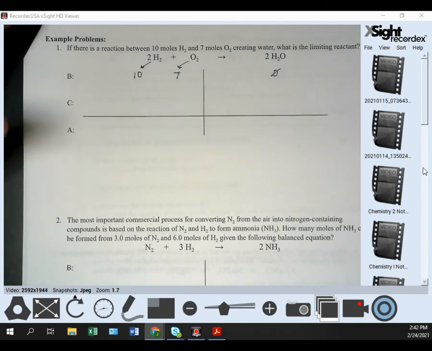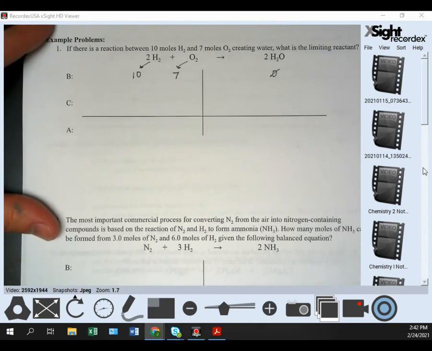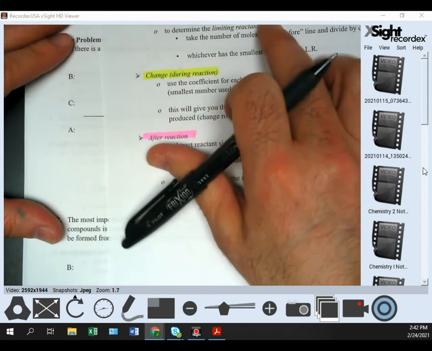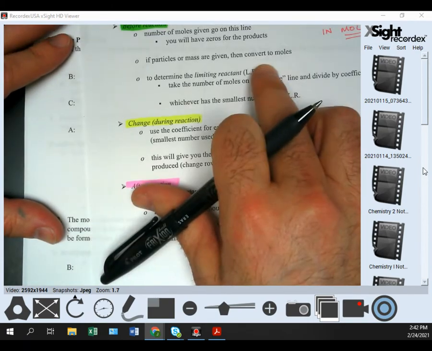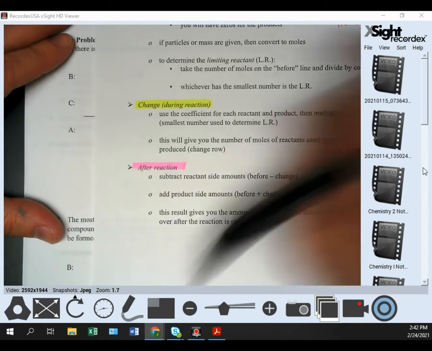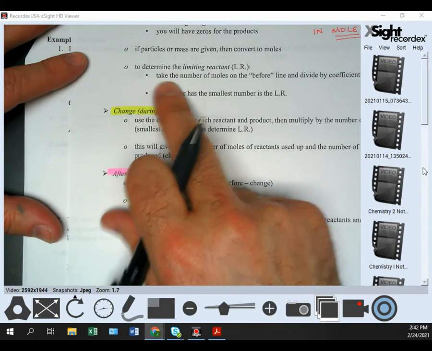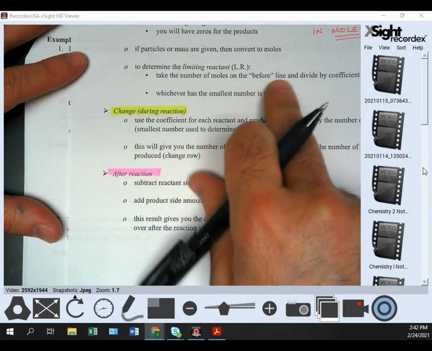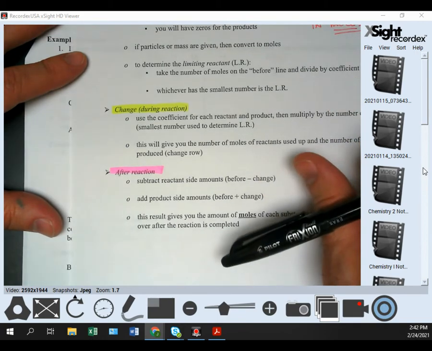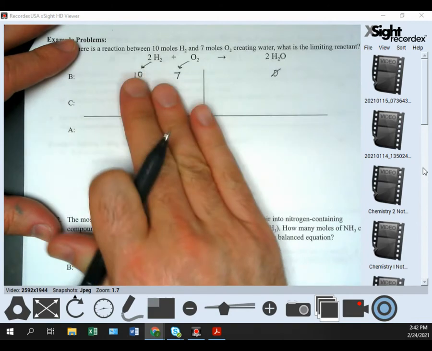Okay. Everybody good so far? Okay. Now, if particles or mass are given, then you convert to moles to get the moles for the before line. To determine the limiting reactant, take the number of moles on the before line and divide by the coefficient for each reactant. We're determining the limiting reactant, so we're only looking at the reactant side.